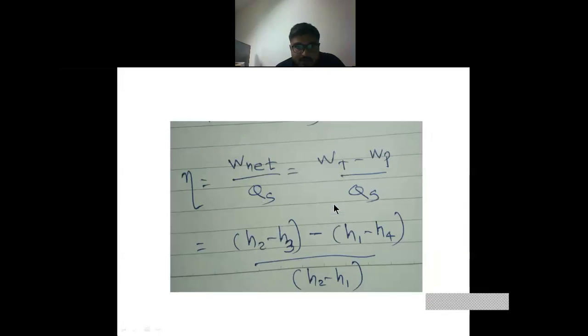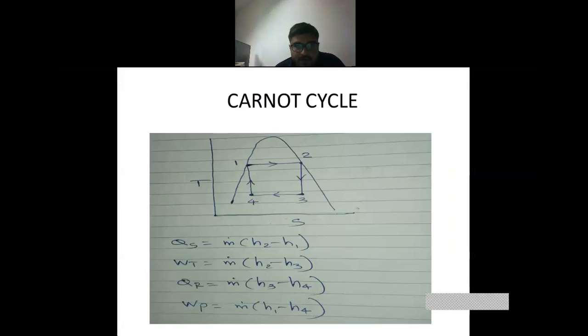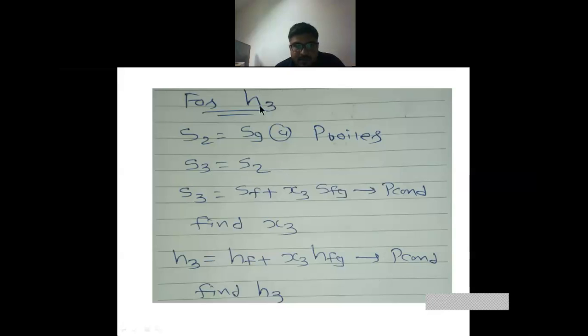So let's see that. For H4, first we have to find S1. S4 is equal to S1. On the basis of that you have to find X4, and on the basis of X4 you have to find H4. Now for point 3, I told you that we have to take help from H2 or the second point. So for H3, first you have to find S2, then compare it, S3 is equal to S2, then S3 is equal to SF plus X3 SFG, from here we find X3, and on the basis of this we find H3.